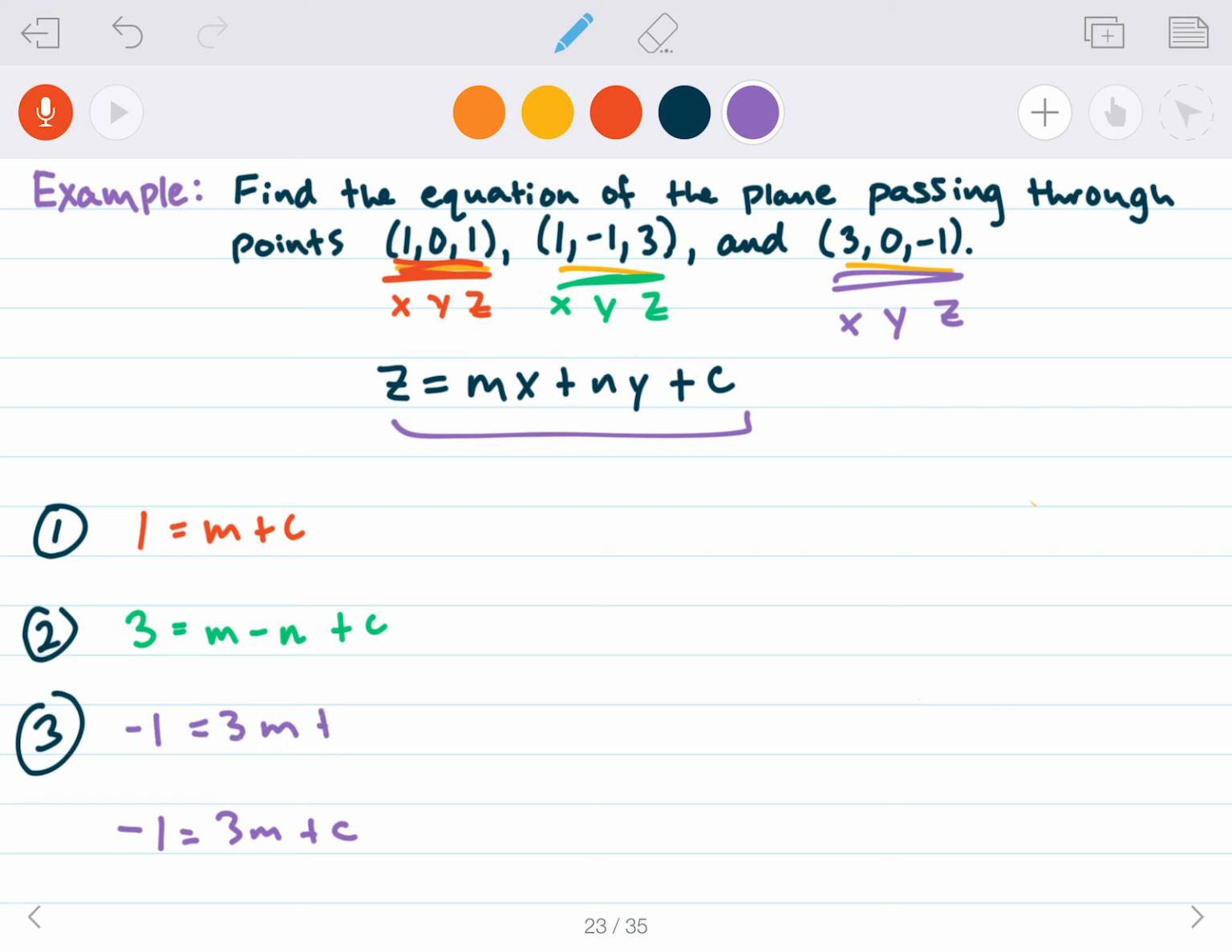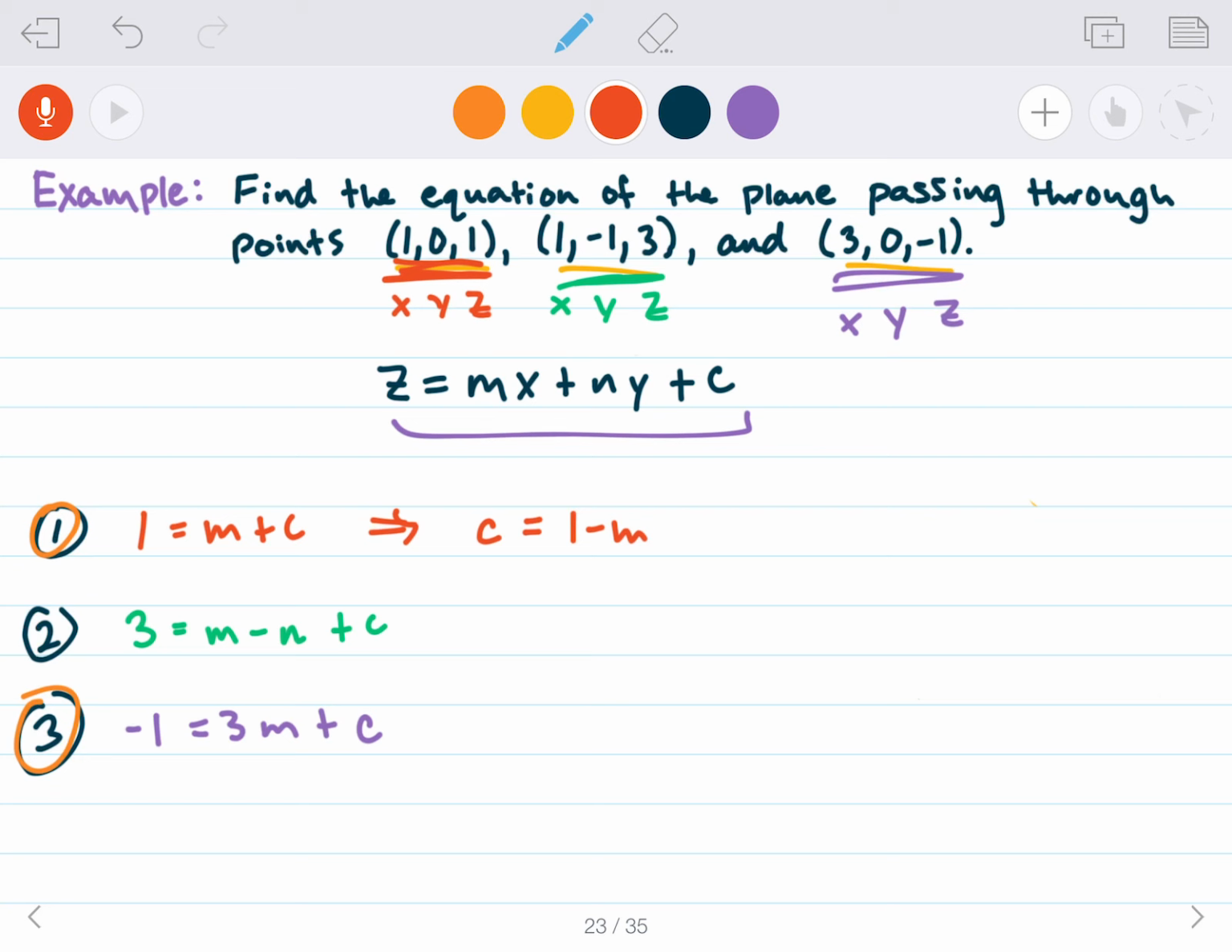And this is a solvable system. We have a system of 3 equations, and we have 3 unknowns: m, n, and c. So let's go ahead and solve this and figure out what these variables are. The first thing I notice is that equation 1 and equation 3 both involve only m's and c's. So I'm going to take equation 1 and isolate c by subtracting m from both sides to get c equals 1 minus m.